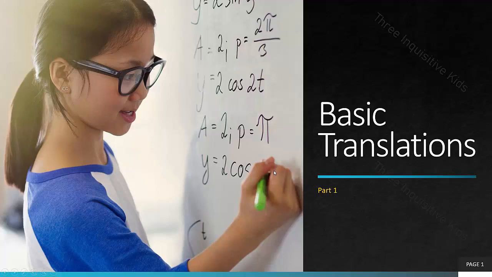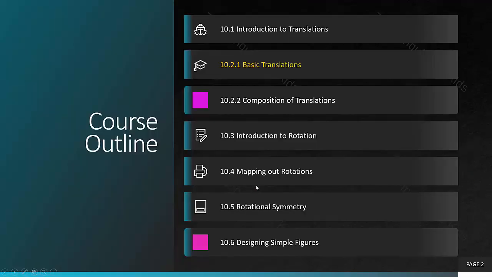In this video, we will be talking about basic translations. This is part 1 to lesson 2 of this chapter, chapter 10. Here's our course outline for this chapter. In our last lesson, we were introduced to what translations were. So how can we perform some basic translations, and how can we put those translations together? We will be learning that in these 2 videos.